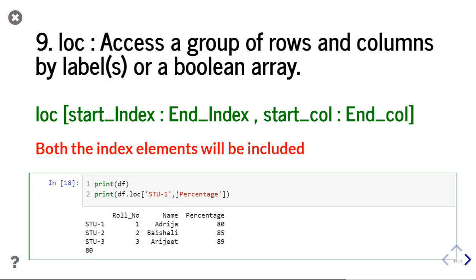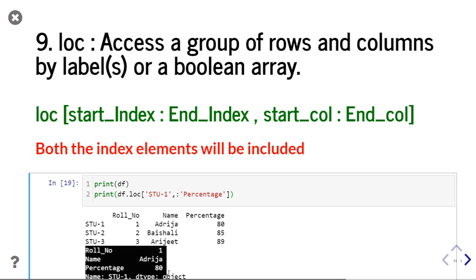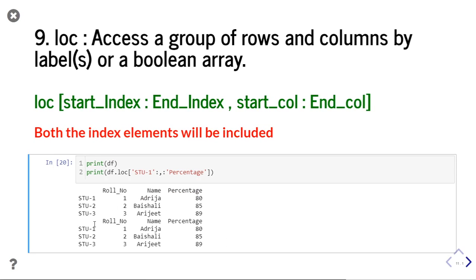Fine. If I want starting from starting up to percentage, if I provide colon, then it will start from first column and up to percentage. So in case you can see it is providing three things: roll number, name, and percentage of student 1. So it is providing me a Series object. If I provide from student 1 up to end, then let us see what it provides. So it is providing me the full data frame.